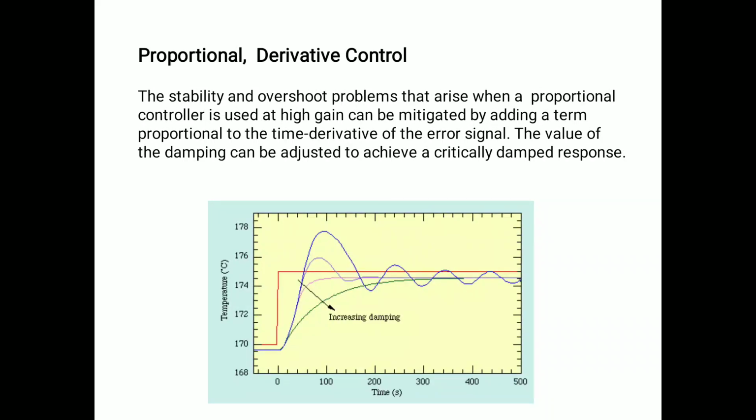Proportional and derivative control: when we combine the proportional and derivative, it becomes the PD controller. The stability and overshoot problems arise when the proportional controller is used, and the steady state error is also there with the proportional controllers. To reduce that, we use the proportional and derivative controllers. It is used at high gain, and it can be mitigated by adding a term proportional to the time derivative of the error signal. The value of the damping can be adjusted to achieve critically damped responses.